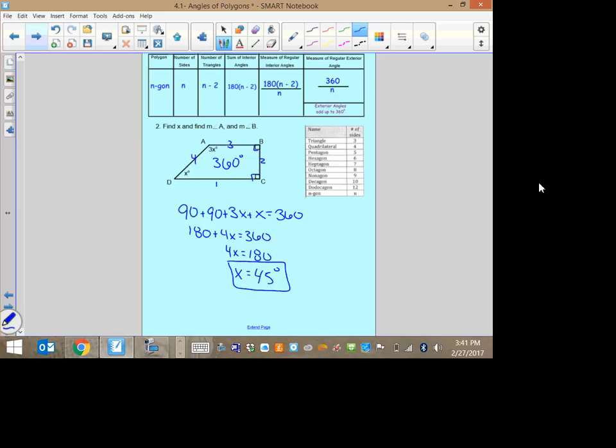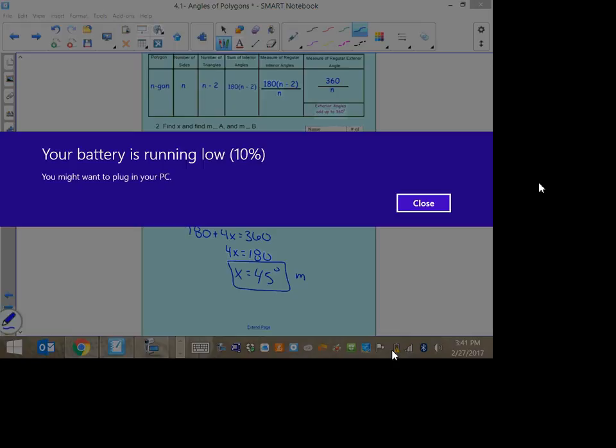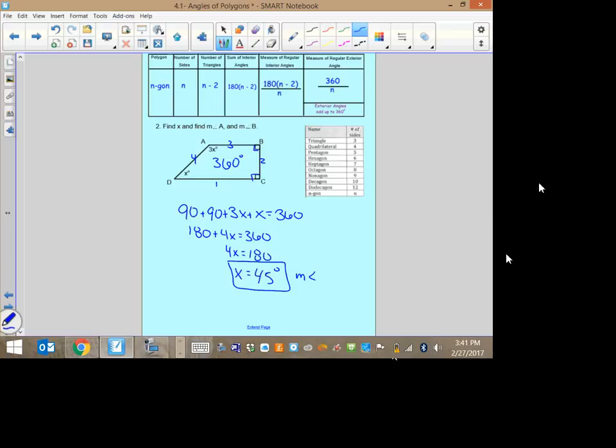And then measure of angle B is going to be 90 degrees. And then plugging in, we get measure of angle A, multiplying by 3. We will get that to be 135 degrees.